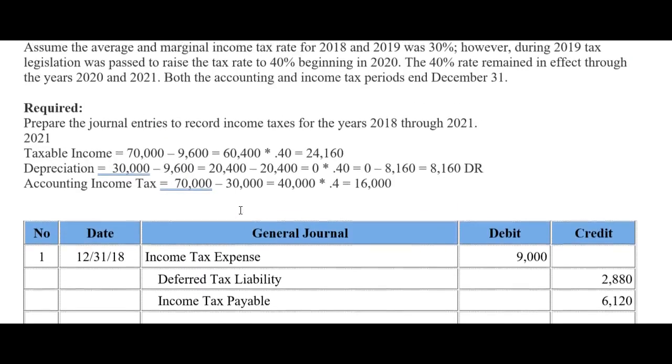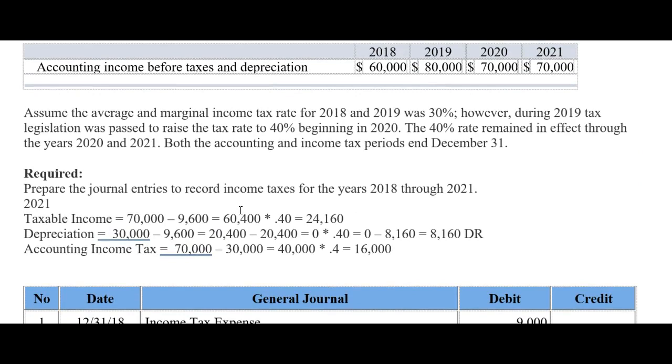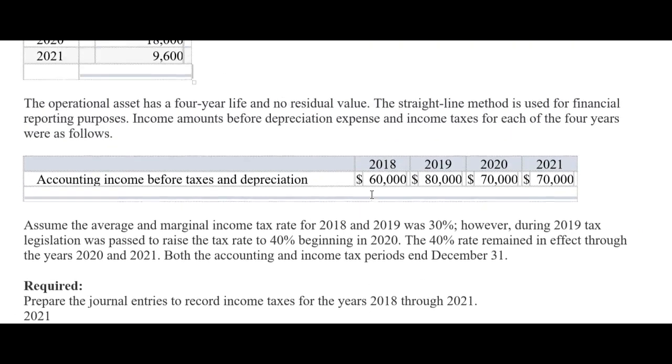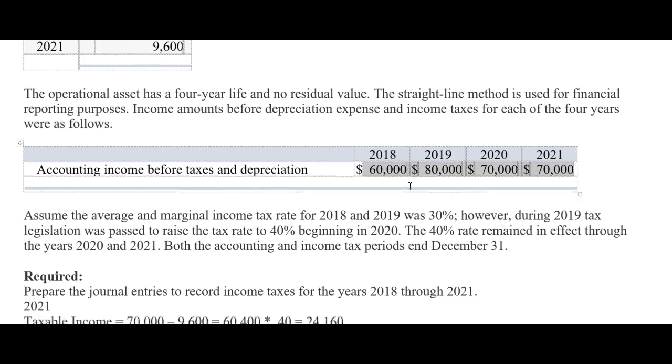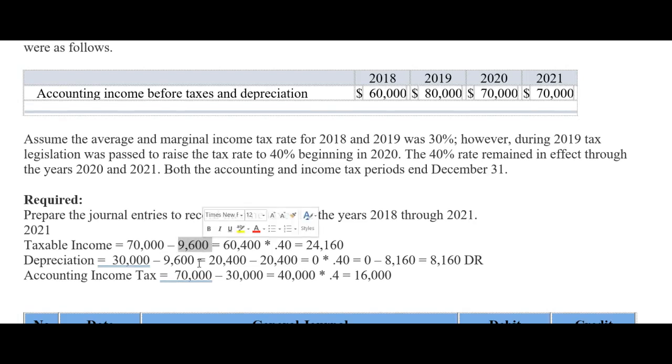So hopefully this helps you see how we do the entries and what we do if there is a change in rates. Be very careful with how the problem gives you the income. Here it says income before taxes and depreciation. In other words, they have not yet removed any depreciation from these numbers. So that allows us to take out the full amount of the depreciation in both cases.